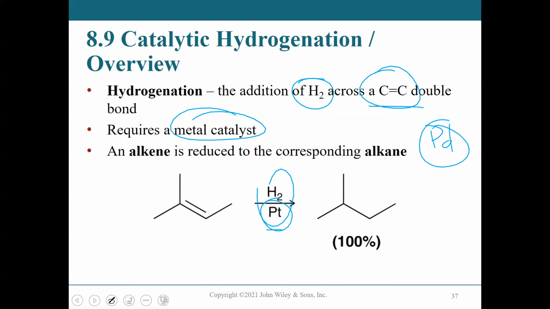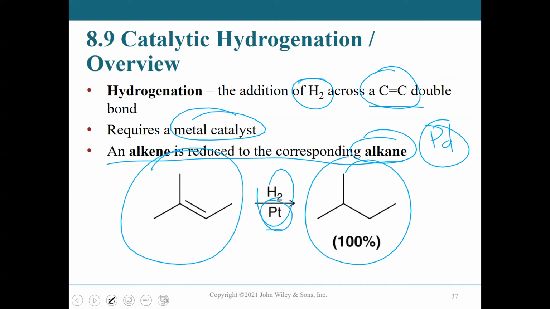H2Pd, normally it's very common to say, what are you doing? Oh, I'm adding H2Pd. H2Pd means hydrogen gas supported on palladium or platinum, H2Pt. So any of the two options works. An alkene is reduced to the alkane. You're producing alkanes from alkenes. That's the goal of catalytic hydrogenation.